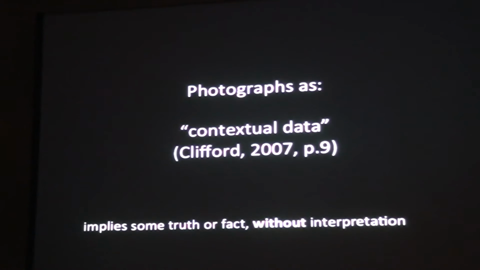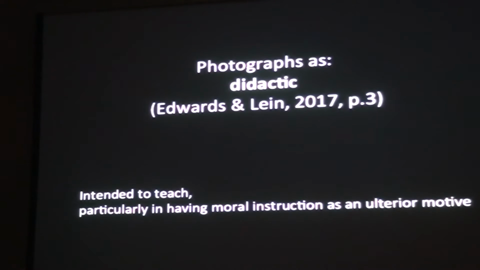Oftentimes, this is how photographs are discussed: as contextual data. That implies that there's some truth. Whenever you use the word data, at least in English, it implies that there's some truth to it and that it's completely objective information, without interpretation. So photographs could fall into that category of uncritical use. Or photographs are didactic, and didactic in the English language means intended to teach. So how is a photograph doing that?